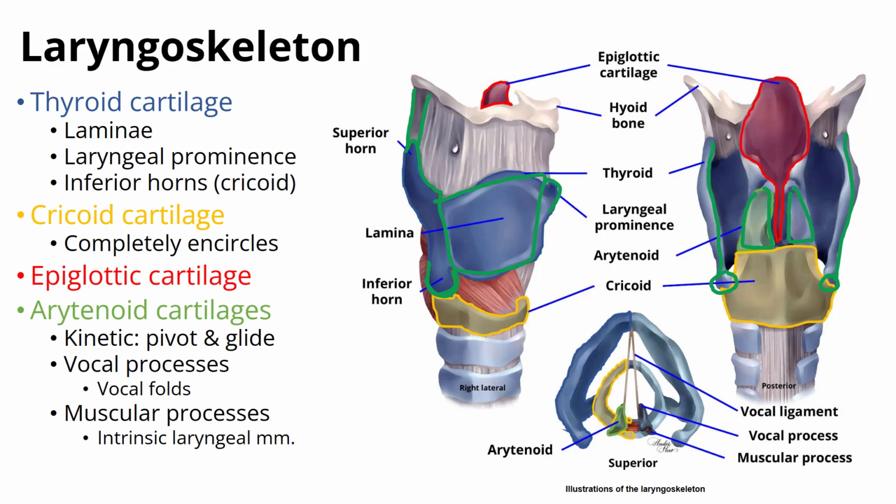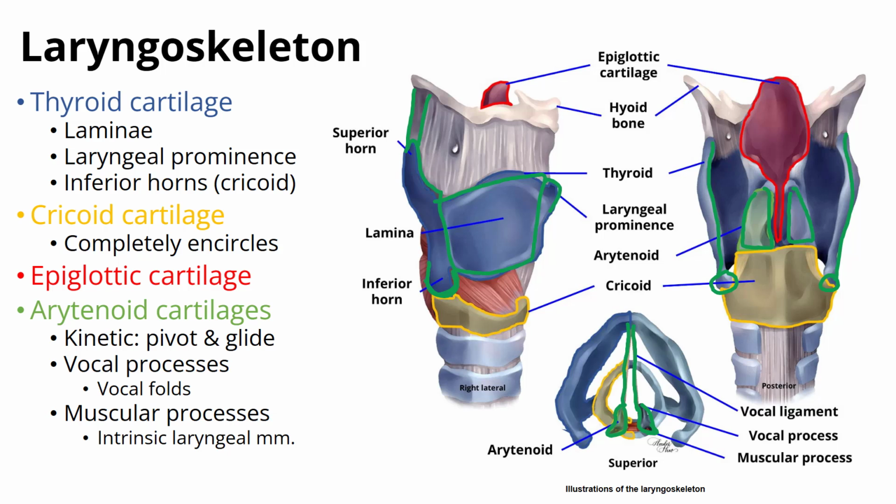Here we can see in a superior view the relationship of the arytenoid cartilages to the vocal ligaments, which span between the vocal processes of the arytenoid cartilages and the thyroid cartilage. There are also muscular processes on the arytenoid cartilages that allow intrinsic muscles of the larynx to attach to move the arytenoid cartilages around. These are attachment sites for those intrinsic laryngeal muscles.